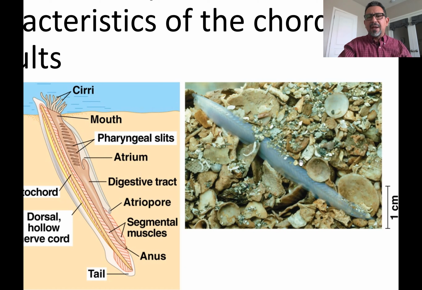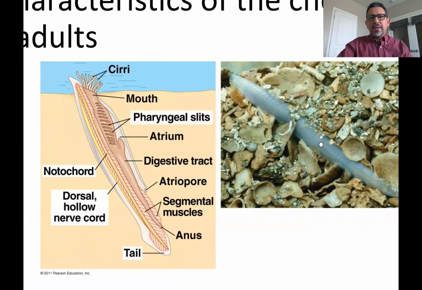There's a streamlined type of a body at this end. There is a mouth surrounded by cirri, which is going to be like little tentacles that are helping aim and direct food towards the mouth. At this end, we're going to have the post-anal tail. Maybe it's easier to see the characteristics of this animal by looking at an illustration like the one to the left here.